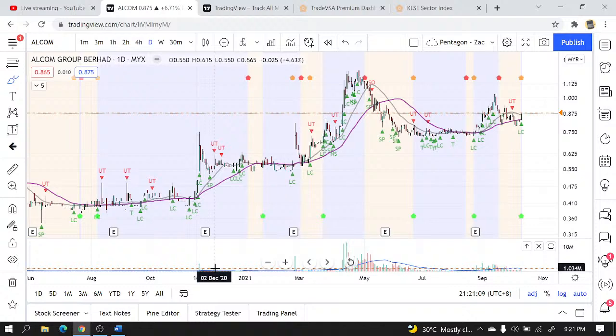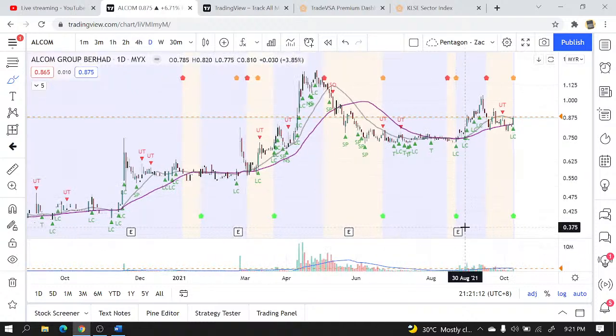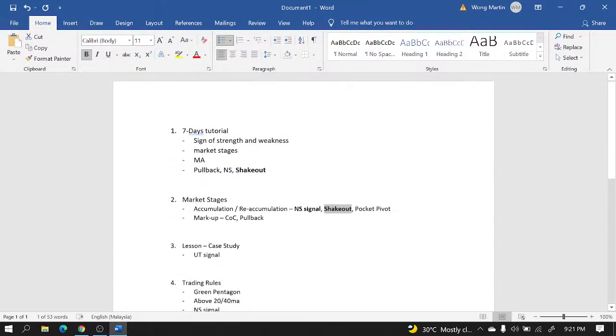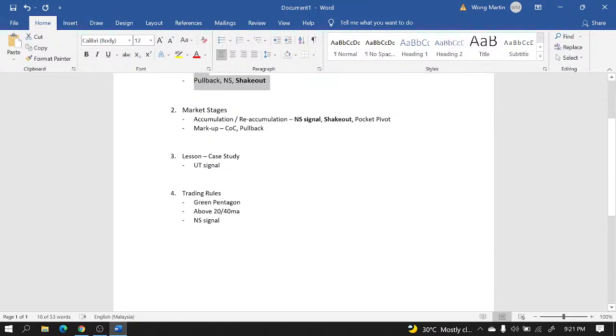What type of green pentagon you should avoid, what type of green pentagon you should not trade. So if let's say your green pentagon, if you notice, is below 2040s, avoid. Okay, avoid. Now the best is that this trade comes with NS signals. Best to come with NS signals. So let's say for new members, you focus on this NS, then you learn shakeout. Again, go back to these 7-day tutorials. Everything is over there. You learn the shakeout trades. Shakeout NS, pretty nice.